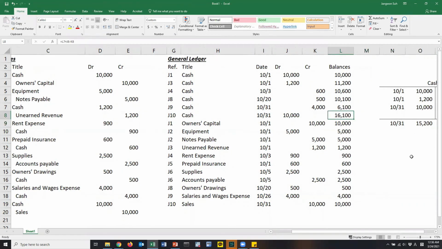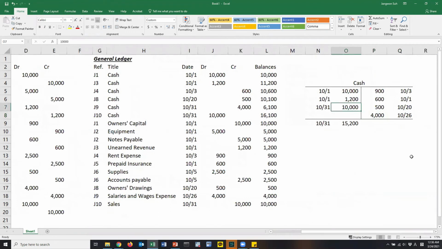15,200. And here it's 16,100. What makes the two different? I wonder. Okay, on January 1st, 10,000. January 1st, 400. January 3rd, 600. Oh, we have 900. Right? Oh, this 900 is missing. Where is it?